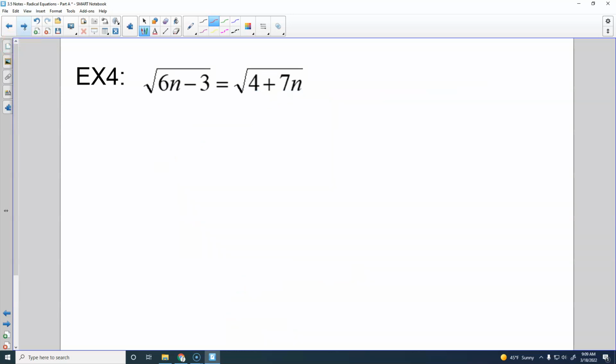Okay. Here is our next problem. We've got the square root of 6n minus 3 equals the square root of 4 plus 7n. I've got square roots on both sides, and there's nothing on the outside of either one of those square roots. So these are going to be fairly simple problems, because if I square this side and square this side, which I can do, it's just going to cancel my square root. So I just have 6n minus 3 equals 4 plus 7n.